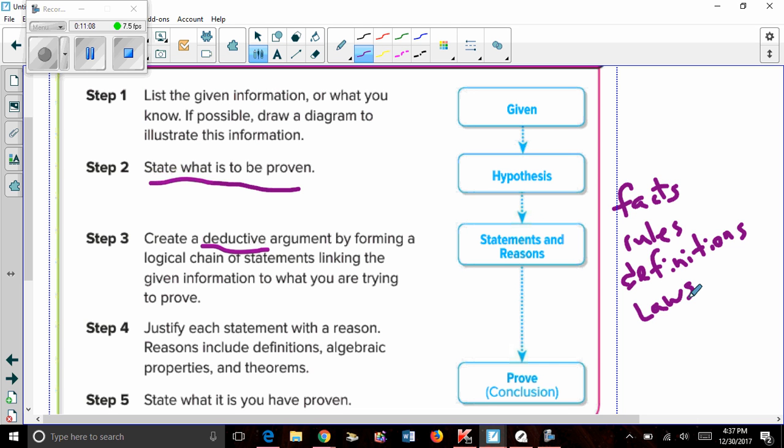And of course, in step 4, we're going to have to provide the name of that fact or that theorem or that rule or definition. And then again, we follow up by stating what that proven statement is that we talked about in number 2. Now, it's still very abstract until you have seen what an actual 2-column proof looks like, and that's what this video is going to focus on.